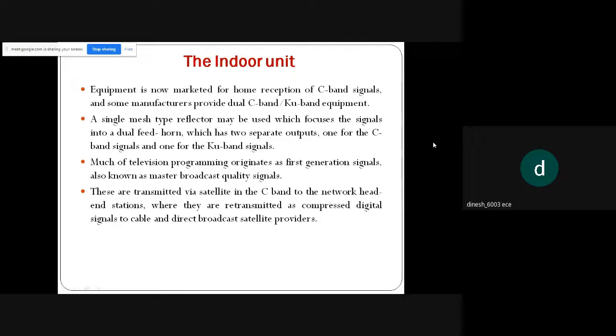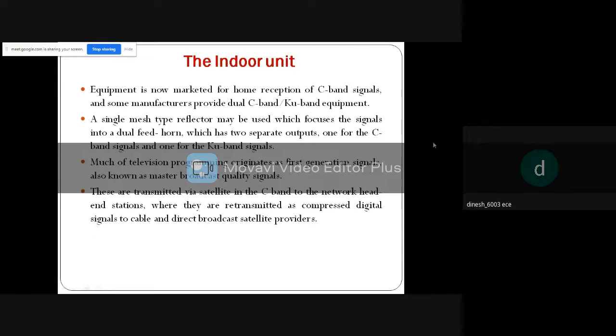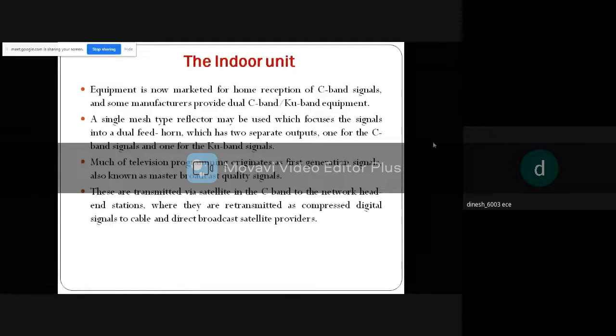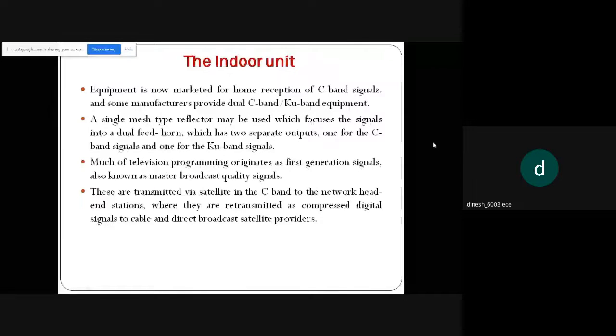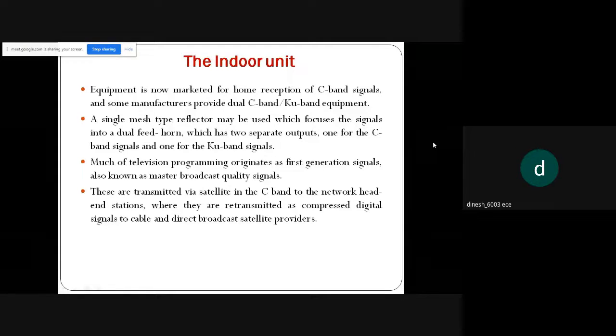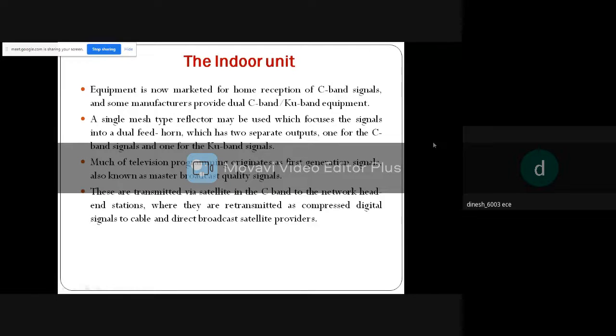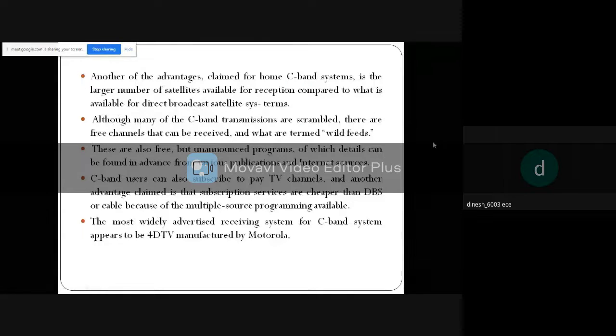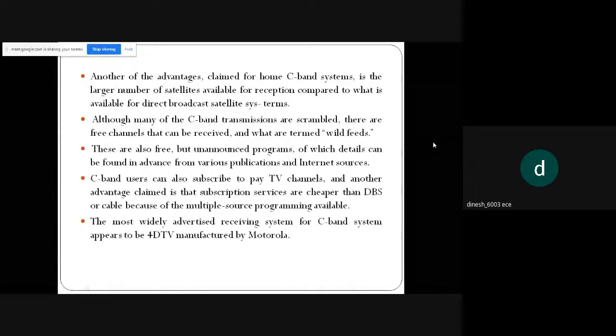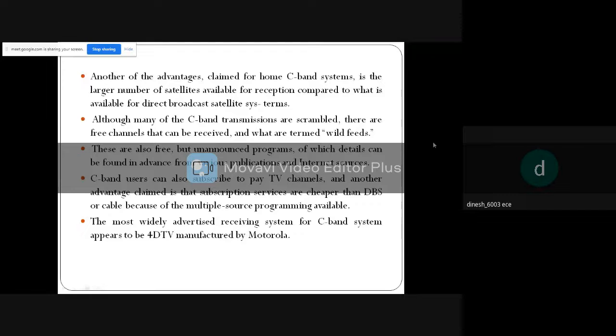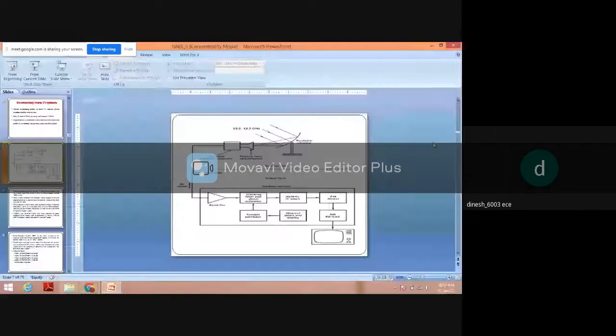Most of the television programming originates as first generation signals, also called master broadcast quality signals. These are transmitted through the C-band satellite to the network head end stations, where they are retransmitted as compressed digital signals to the direct broadcast satellite providers. So there is an advantage of C-band, where a large number of satellites are available for reception, as compared to the direct broadcast systems, DBS systems.